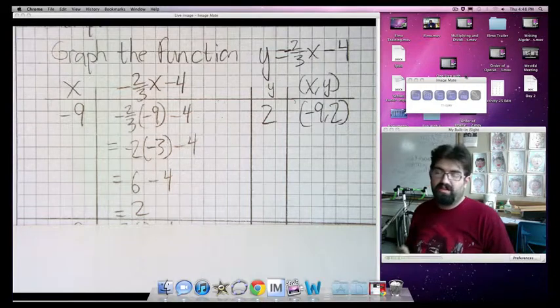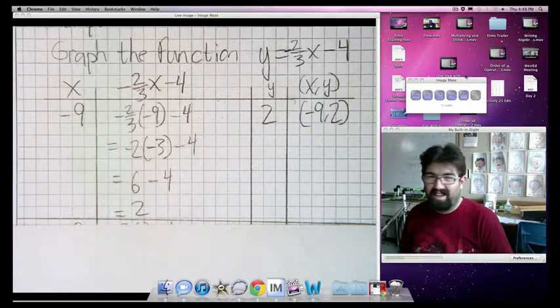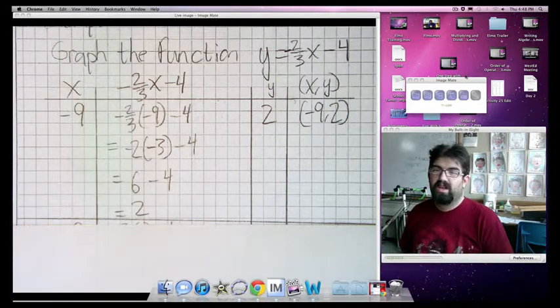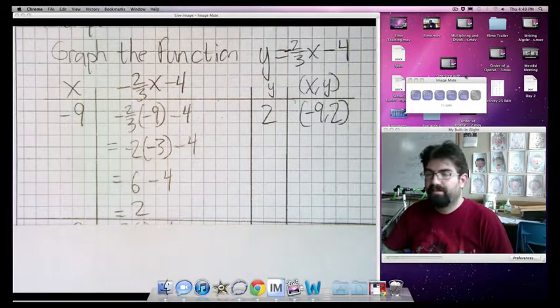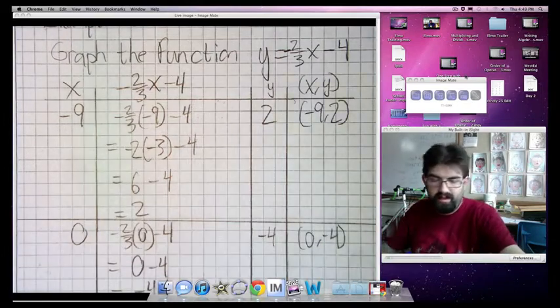Now I have nothing but whole numbers right here in my point. If I choose something like 7, 7 divided by 3 is not a nice number. Then I have to deal with a fraction on a number line. And that's not an entertaining experience for me. I'd rather not. So keep that in mind.